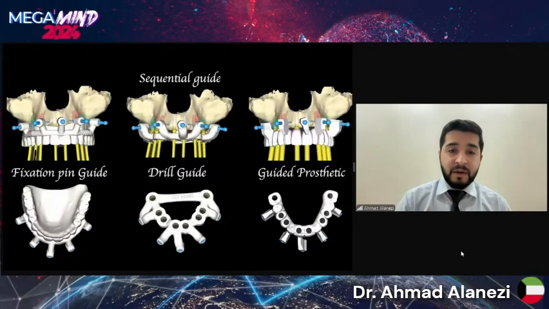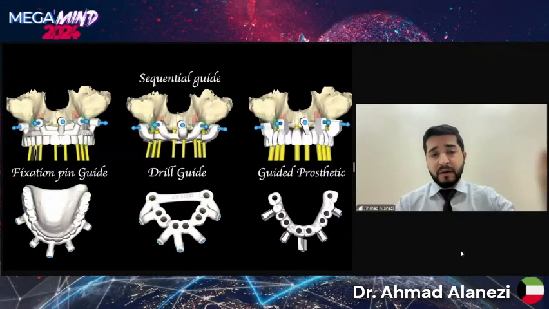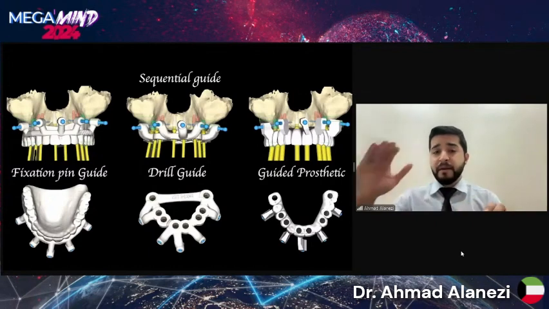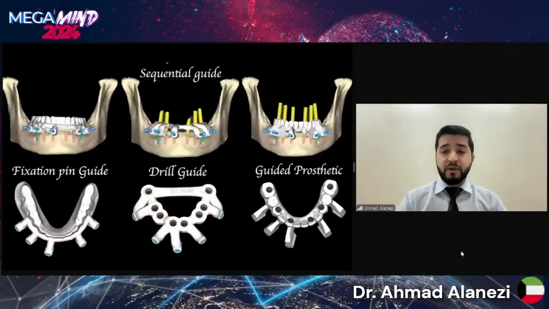That's the lower arch as well. In this case, we decided to go with a sequential guide. They also call it a pin-supported guide. So you use the denture with pins on the denture itself, and these pins will serve as a common reference between the next two guides. After having the fixation pin guides, we can place our drill guides and then the guided prosthetic, as I will show in the next slides.